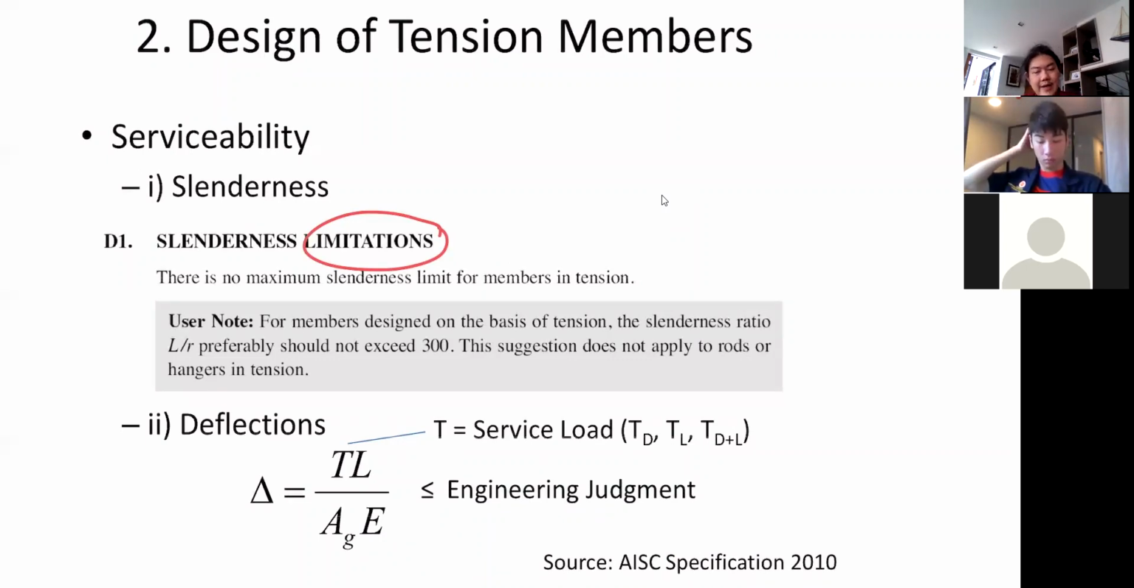So it becomes slender and it can wobble like that because it's just so long and slender. And when it starts to wobble like that, you can almost not transport it anywhere, even in the factory. So they say for tension members, for practical purposes, you should check the slenderness ratio, preferably not to be more than 300.